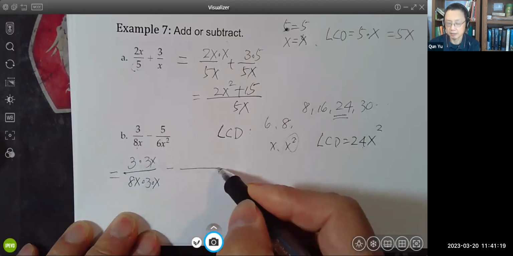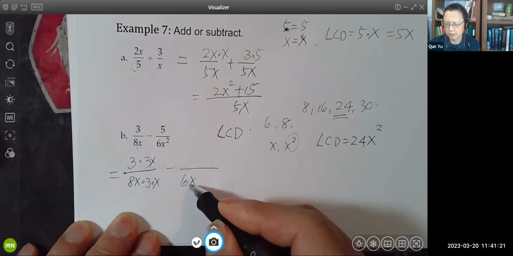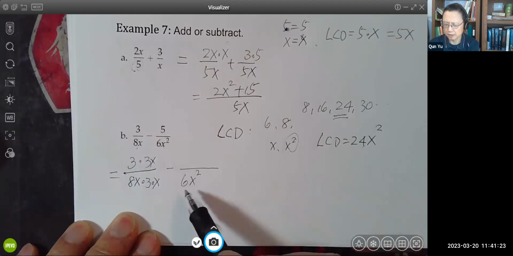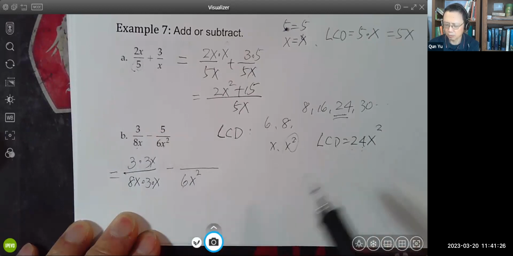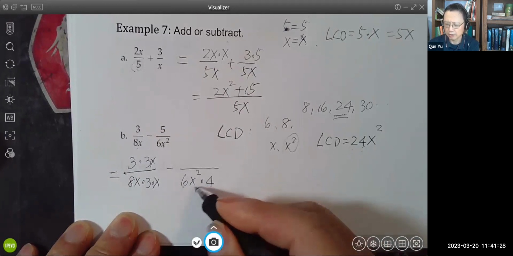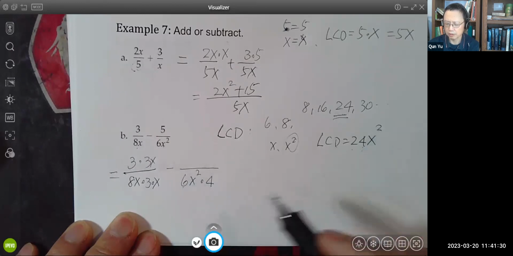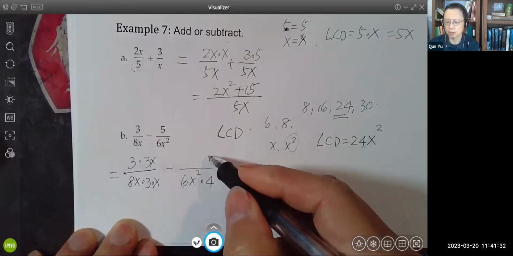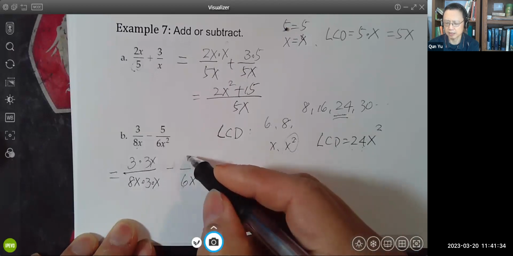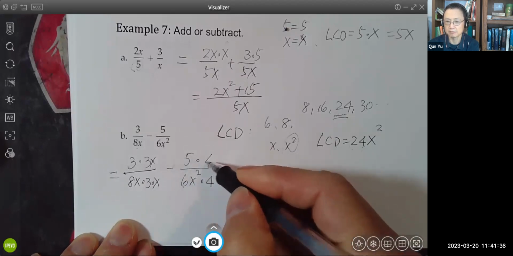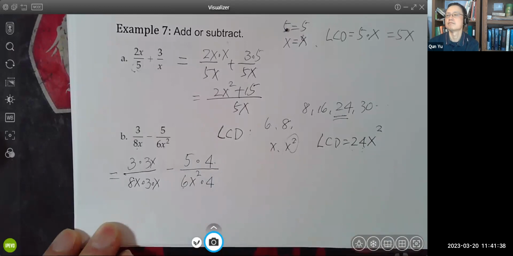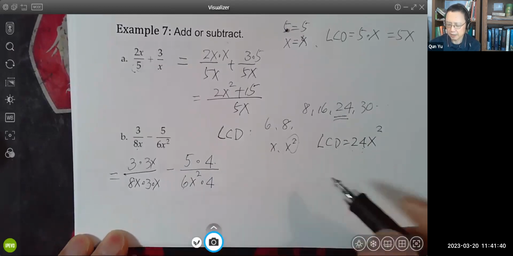Second one, we have originally 6x squared. We need the 6 to become 24, so we multiply by 4. X squared, we already have the square, so we don't need to change that. So we just need to multiply by 4 on both sides for the second fraction. Now simplify it a little bit.